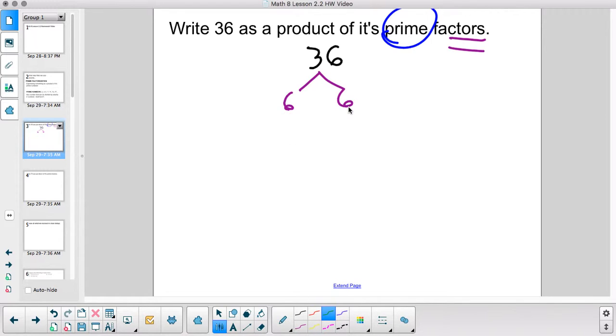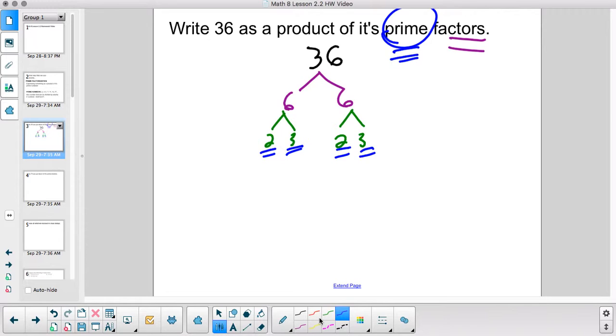And 6 and 6 are not prime numbers, so I'm going to continue. And 6, I can do 2 times 3. And the same thing here, 2 times 3. And now I notice that 2 is a prime number, 3 is a prime number, 2 is a prime number, and 3 is a prime number. So now we stop. So once you get to its primes, you stop.